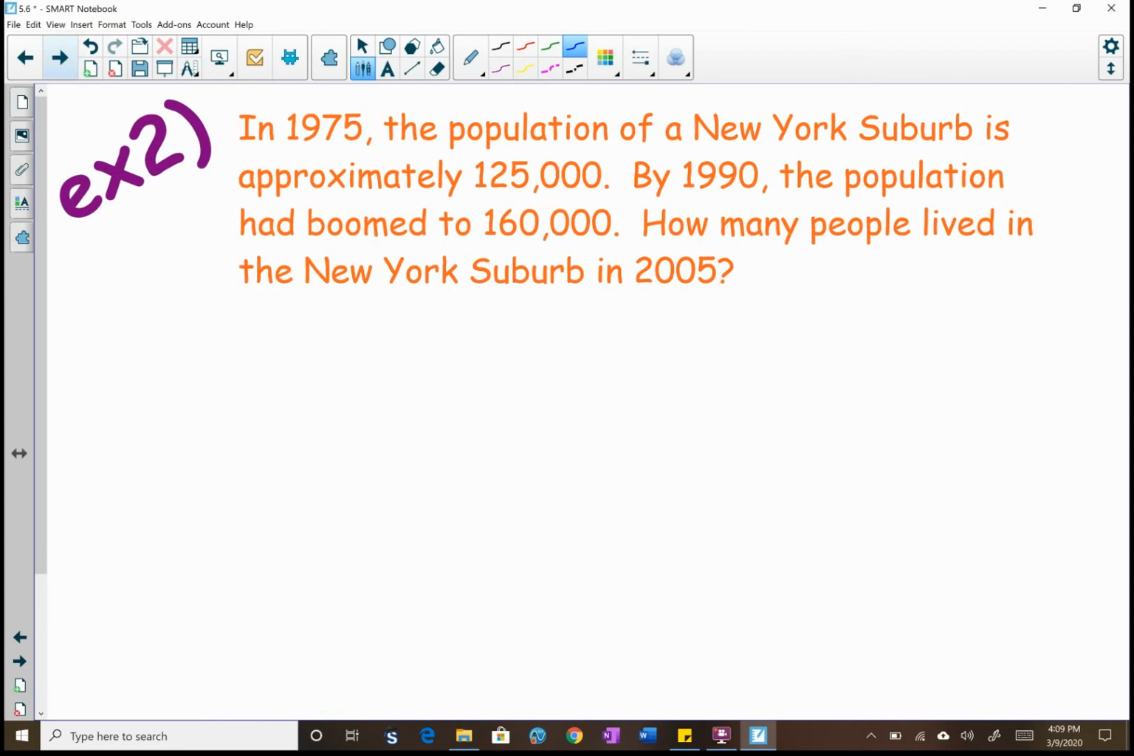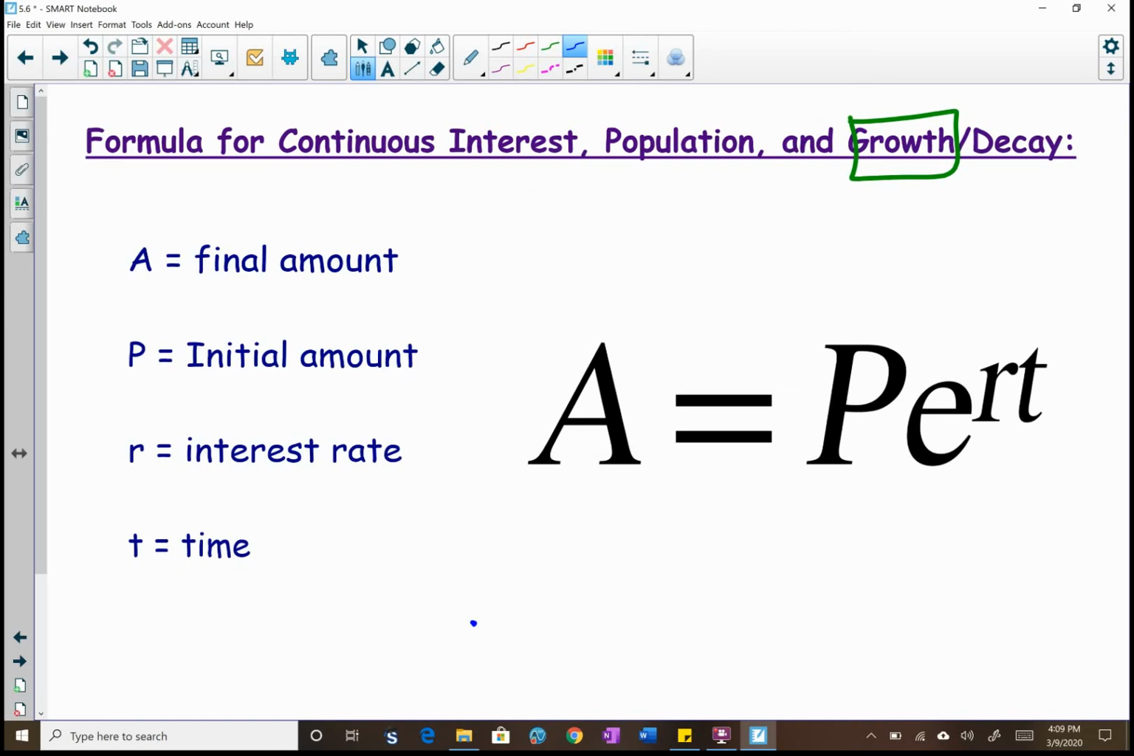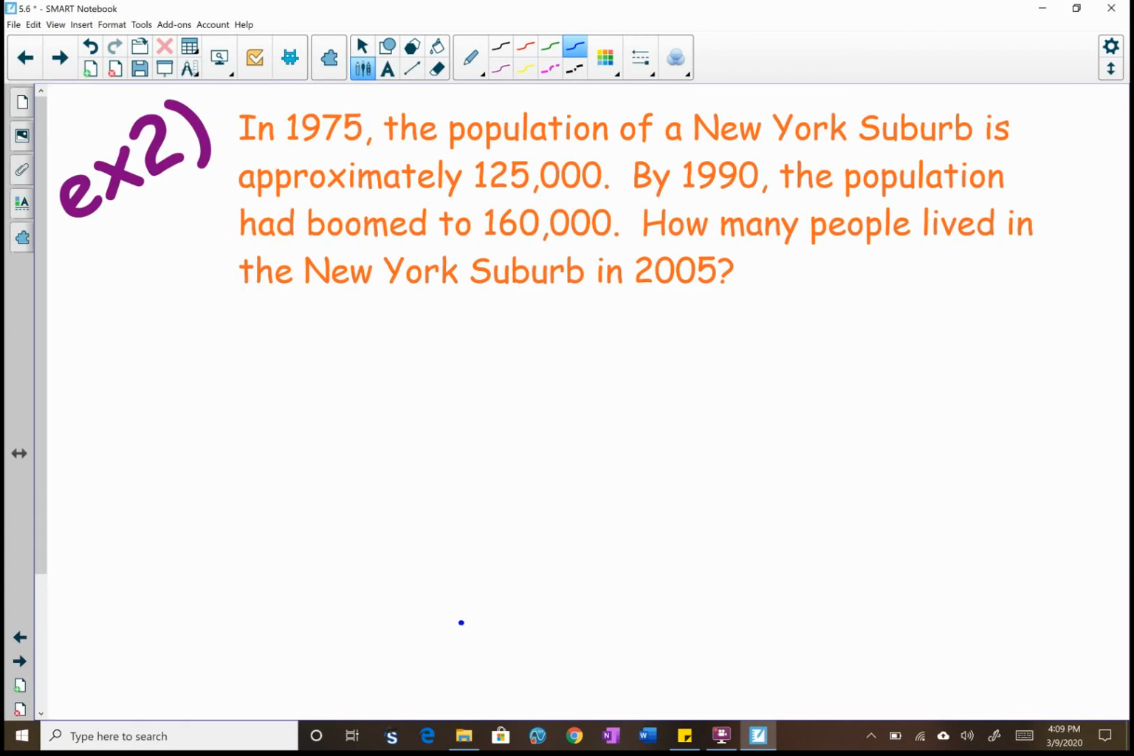Let's do another. Population. I said this yesterday, I'm going to say it again. So many people, even though it directly says in notes that PERT is for population, I don't know why they choose to use the wrong formula. But we're going to be good little mathematicians. We know which formula to use, and I'm going to write it.